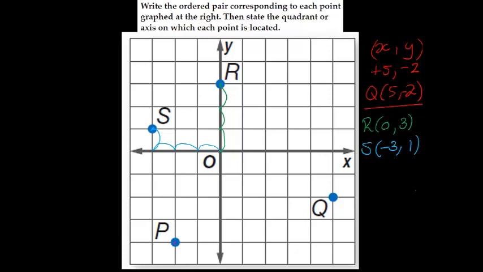And then we have point P. So for point P, we're going to do 2 jumps to the left. P is minus 2. And then the y value is 1, 2, 3, 4 jumps down, minus 4. And that's the value of our Q, R, S, and P points.